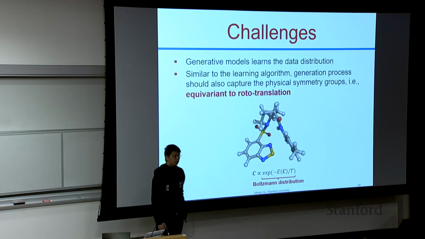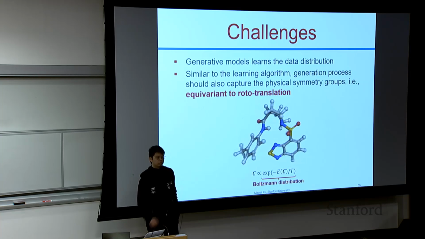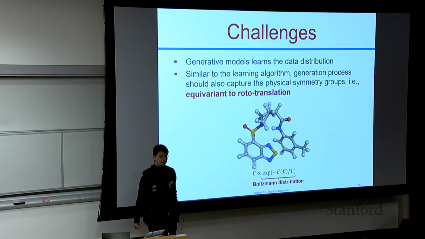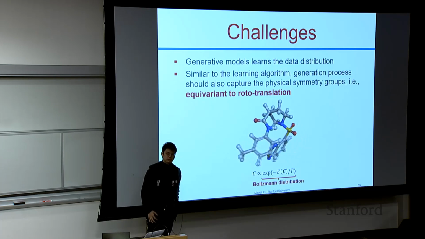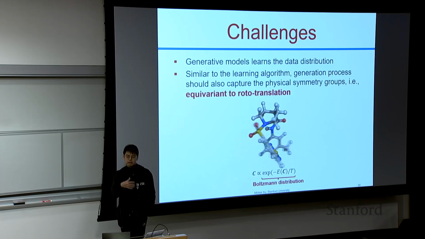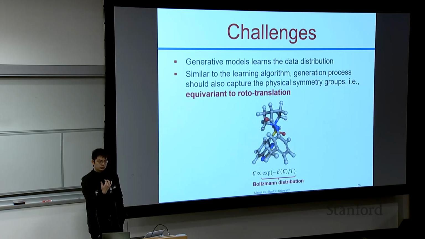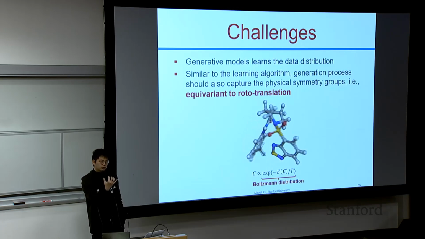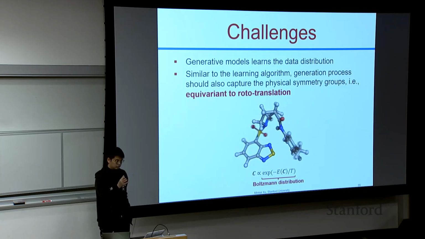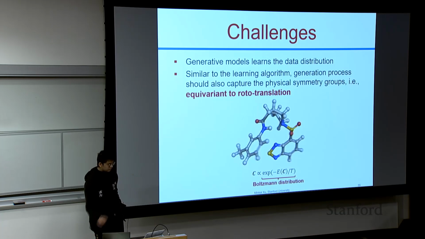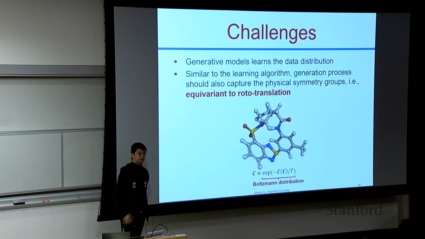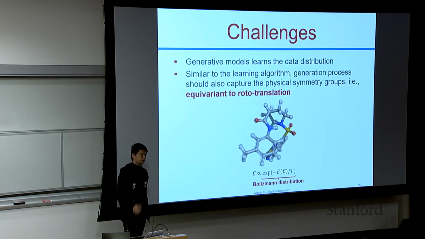So no matter how you rotate and translate your 3D data, when you input it into a generative model, it will tell you a likelihood. The likelihood should never change considering the rotation and translation. So this is theoretically the consideration of developing a geometric generative model.